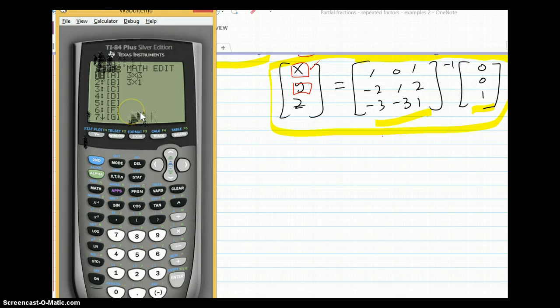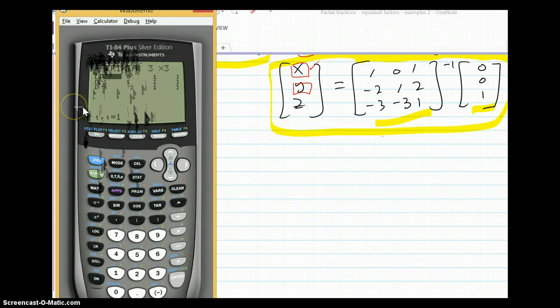So first thing you do is you arrow over to edit, and you're going to edit number 1. That's the A matrix. If it's not a 3 by 3, you make it a 3 by 3, and then that gives you blanks here. Then you can enter each of the coefficients one at a time, press enter, and it toggles through them, and I've already entered them in here.